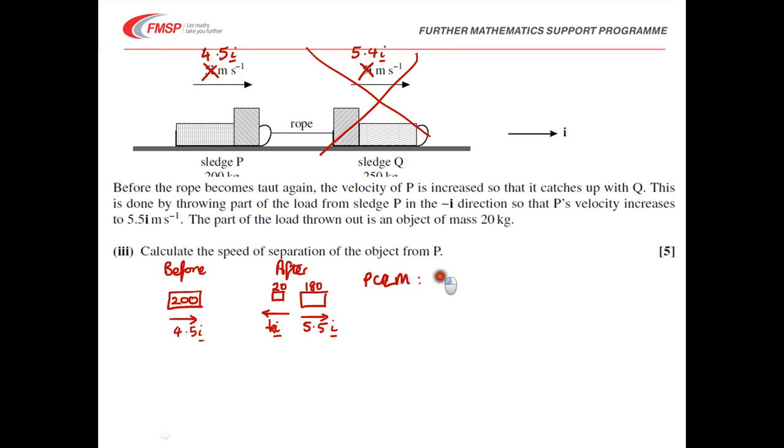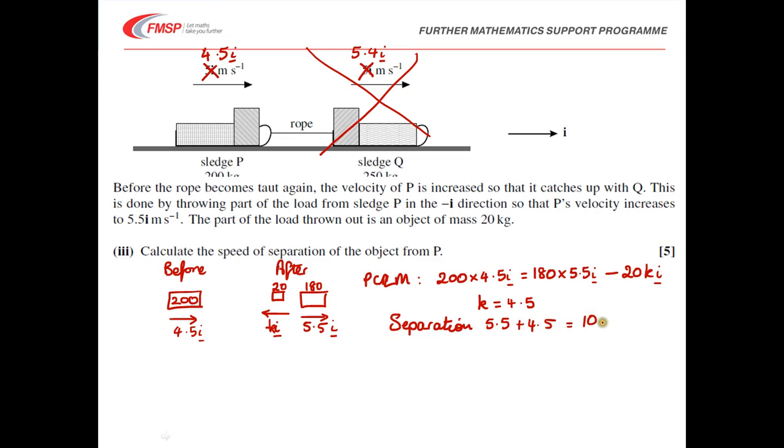So before the impact, 200 times 4.5I. After the impact, 180 times 5.5I minus 20Ki. For some value of K, if we work that through, we can find that K is 4.5. So that means that the package, or the part of the load that's thrown out, the 20 kilogram chunk that's thrown out, goes out at minus 4.5I. That means that their separation speed is going to be a total of 5.5 plus 4.5, which gives us a separation speed of 10 meters per second.